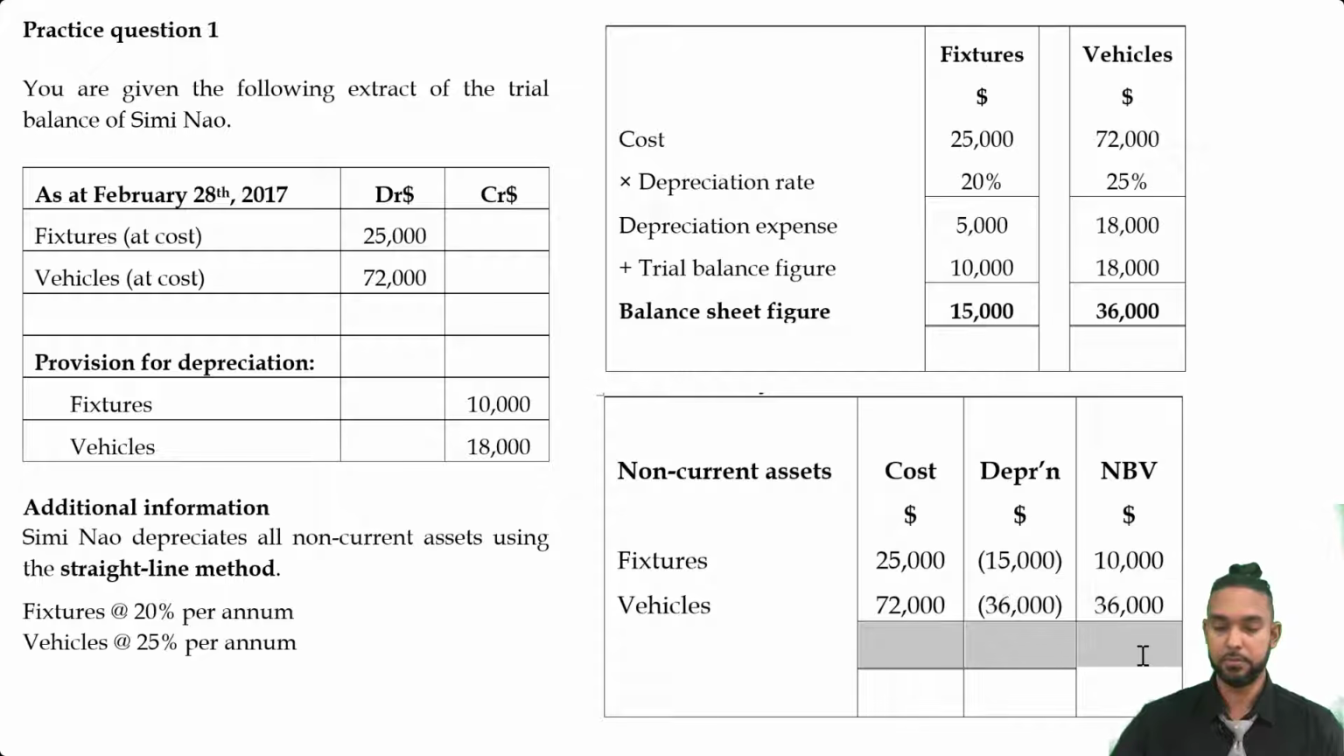And let's fill in the bottom row here. So 25 and 72 is 97. 15 and 36 is 51. 97 minus 51 is 46. And 10 plus 36 is 46. Okay, so now let's take a look at the reducing balance method.